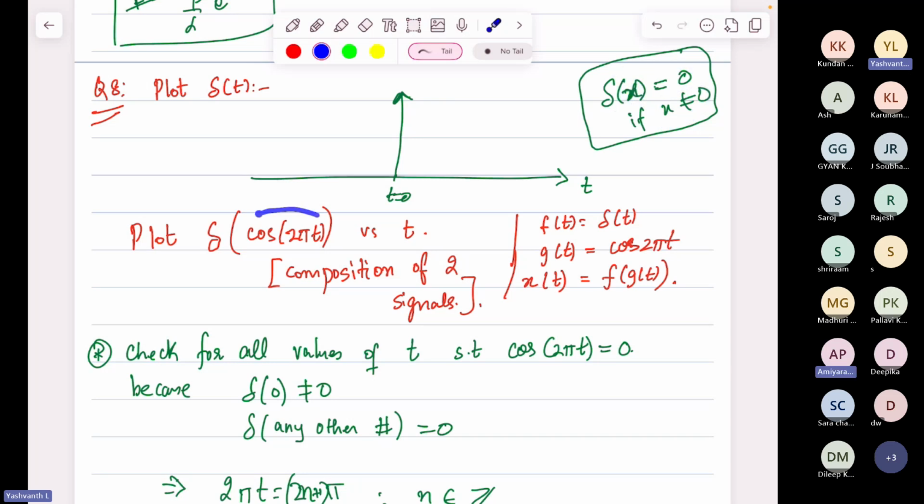Now, see, your t is not coming as the argument. t is coming in one more function, cos 2 pi t. I'm asking you to plot versus t. So you should look at all those t such that cos 2 pi t is 0. Only at those points your delta function will have a peak. Do you agree?